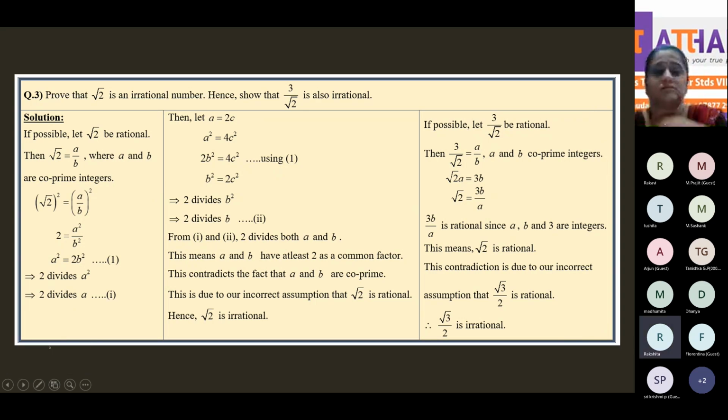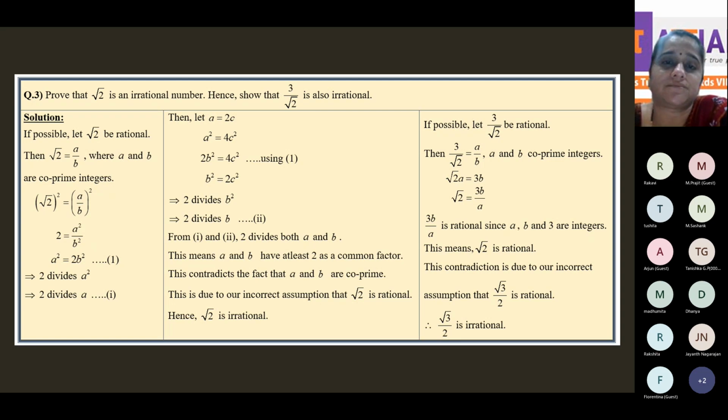Ma'am, then can we directly say that root 2 is irrational if they ask only the second part? Yeah, then you should say root 2 is irrational because we know that. Because I told you, root 2, root 3, root 5 being irrational is like a theorem.